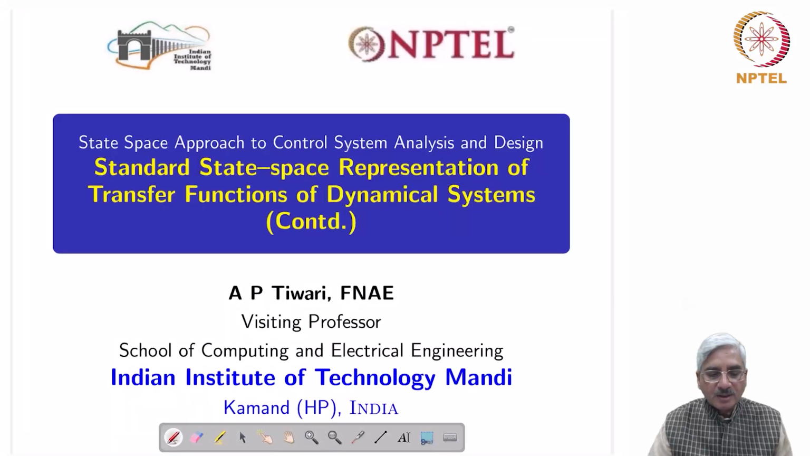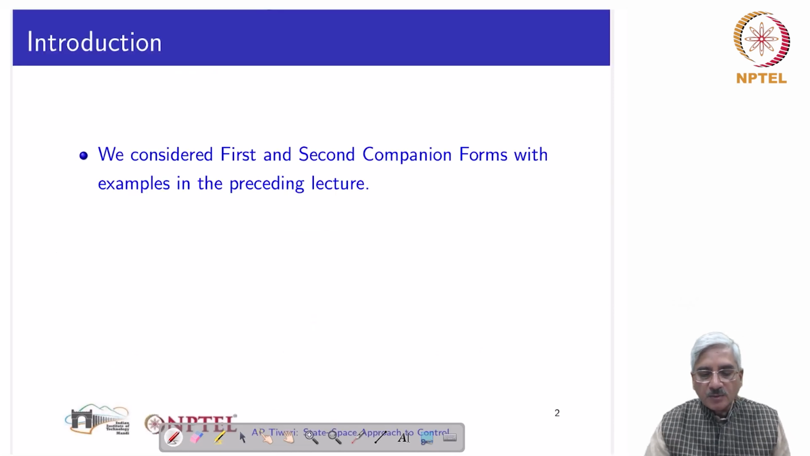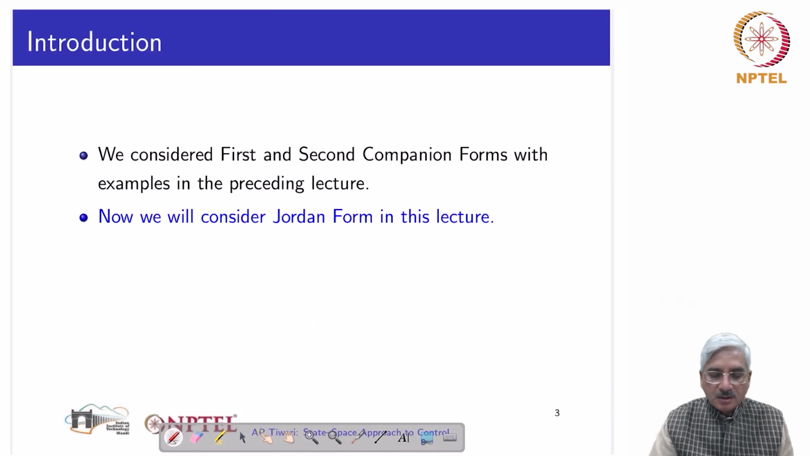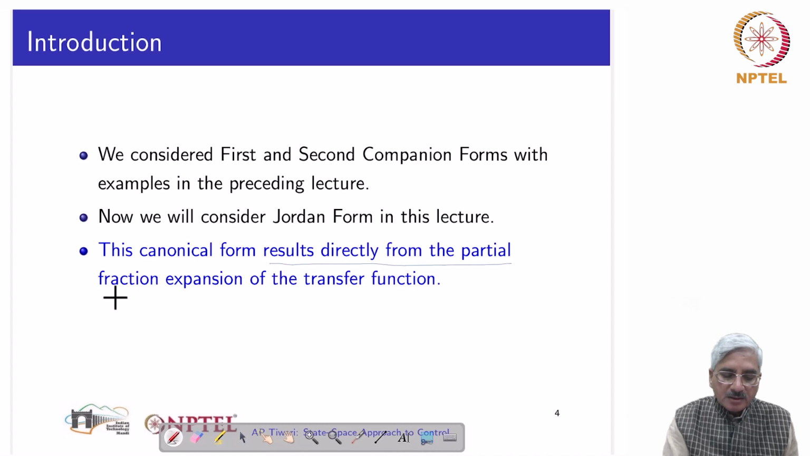Hello and welcome to the next part of the lesson on representation of transfer functions of dynamical systems into the standard state space form. In the previous part of the lecture, we considered the first companion form and the second companion form. Now in this one, we are going to consider the Jordan form representation of the system. And the Jordan form representation results directly from the partial fraction expansion of the transfer function.